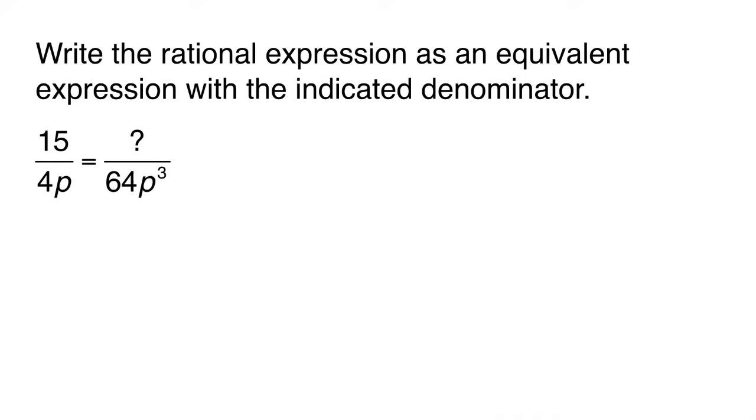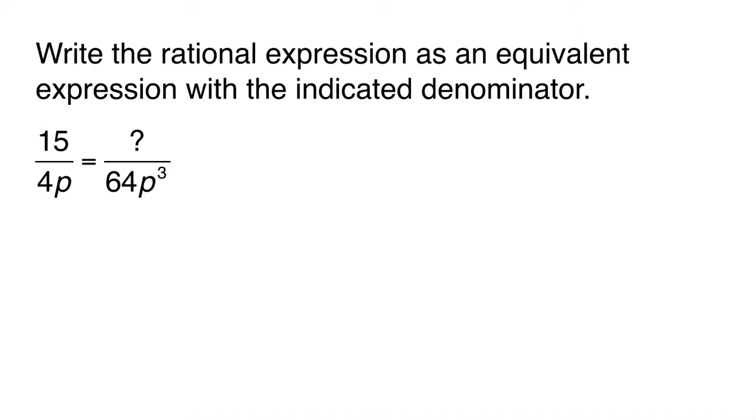Write the rational expression as an equivalent expression with the indicated denominator. 15 over 4p is equal to what over 64p cubed? To write this rational expression with the new denominator, we first need to figure out what we need to multiply 4p by in order for it to equal 64p cubed.